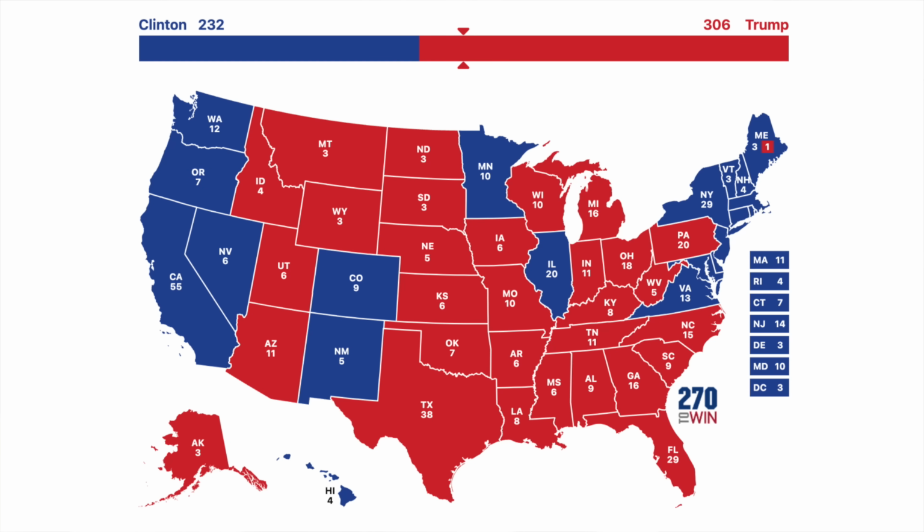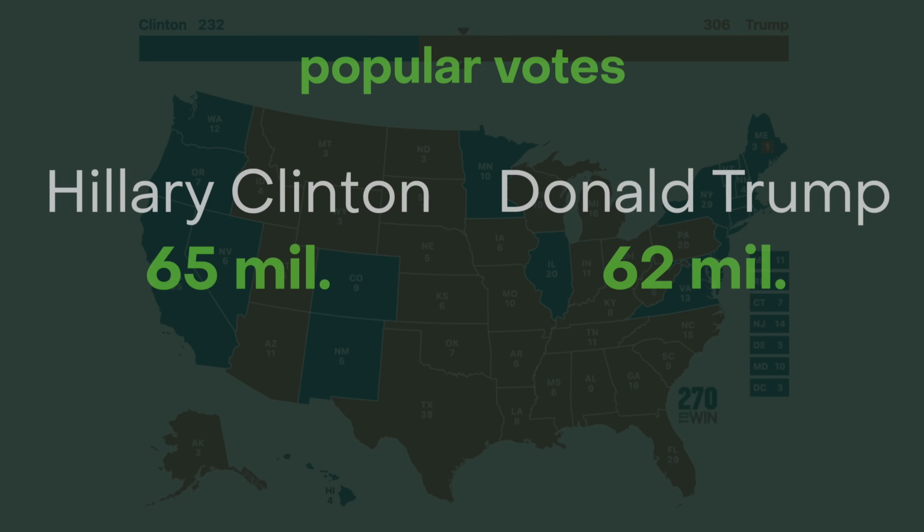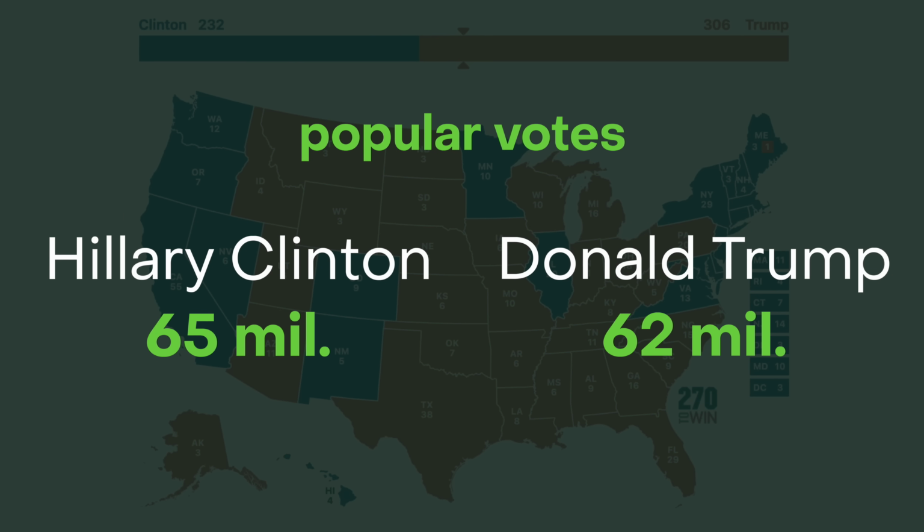This is the map showing the Electoral College wins of each candidate in the 2016 election when Donald Trump won. You can see he easily got to 270 votes by getting all of the Electoral College votes for all of these red states. But if you look at the popular vote, you can see that Donald Trump got 62 million and Hillary Clinton got 65 million. So she actually won the popular vote.